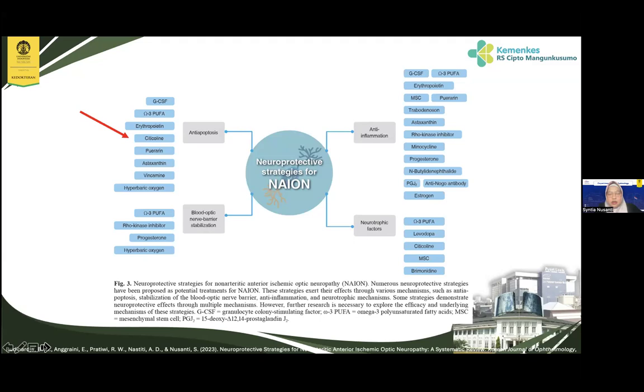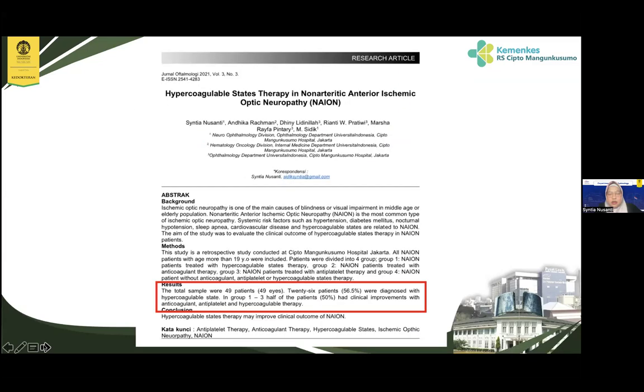Usually the patient feels that the defect becomes more grayish compared to black after using the neuroprotector. But we don't have any randomized clinical trial for this use of citicoline. And right now, we also try to give treatment for hypercoagulable states if the patients have them. We found in several cases that it can give good benefit on the visual acuity and also the visual field.